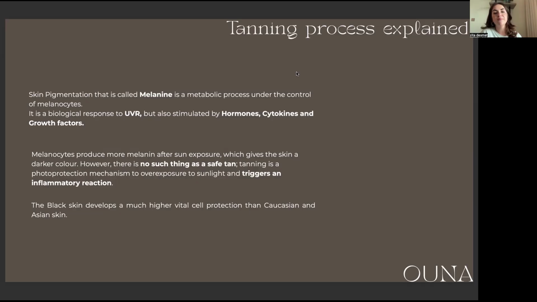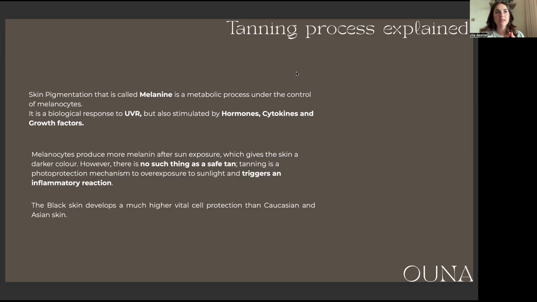So what is it? Skin pigmentation is called melanin, and it's a metabolic process under the control of melanocytes. In our body, melanocytes signal, oh, we need to create more melanin in order to help this person. So it's a biological response, like I said before, to UV rays. But not only to UV rays, it's also stimulated by hormones, cytokines, and growth factors. Melanocytes produce more melanin after sun exposure, which gives your skin a darker color.